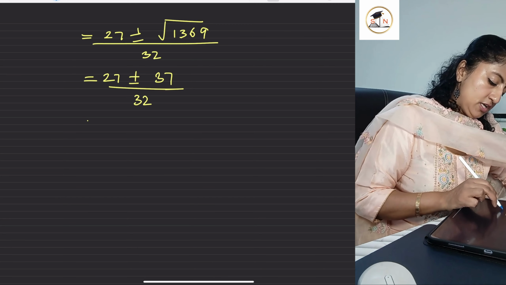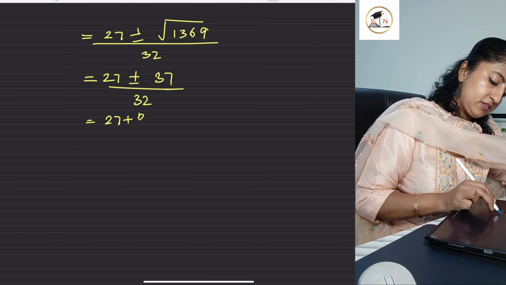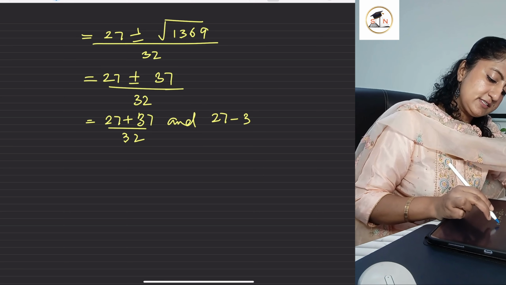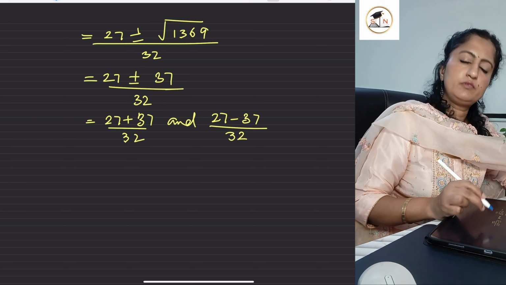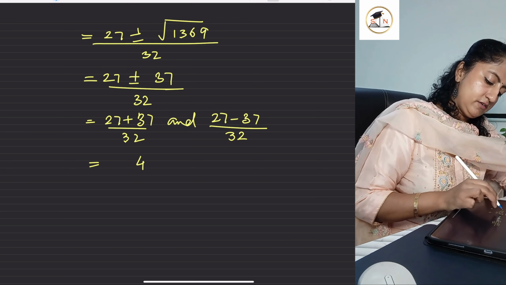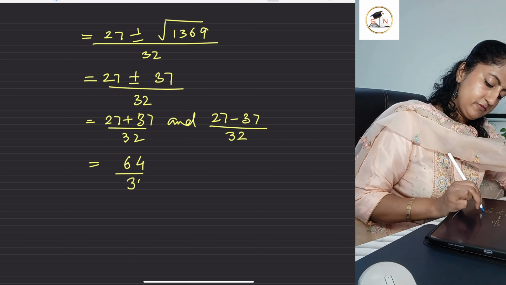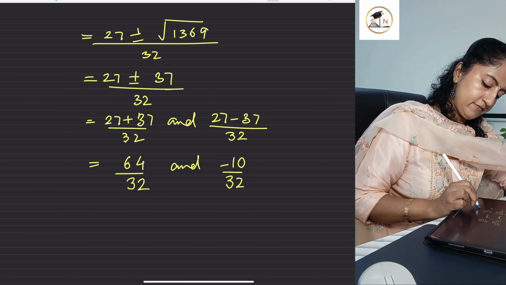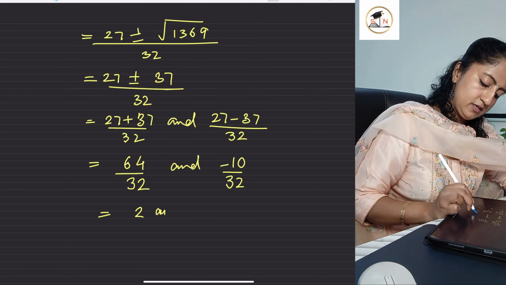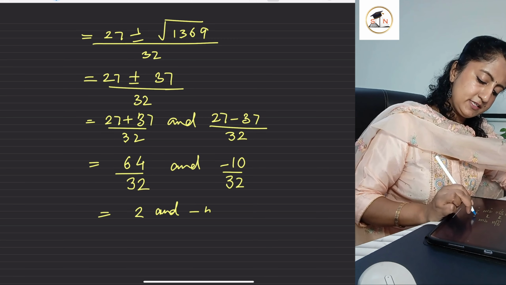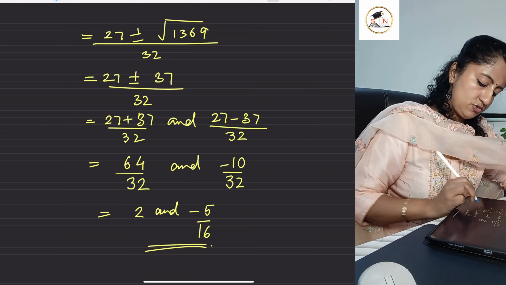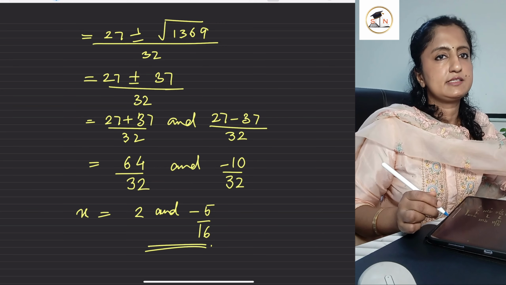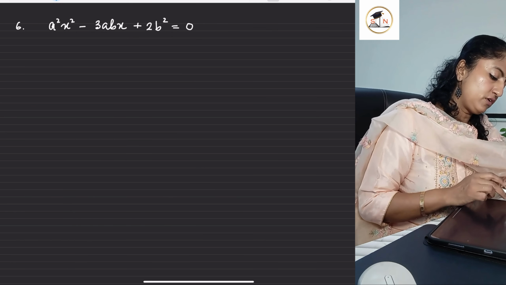Okay. So we have 27 plus 37 over 32 and 27 minus 37 divided by 32. What do we get? 64 over 32 and minus 10 over 32. This is what we are having. The first value is 2 and upon reducing the second one, that is minus 5 by 16. So our x is having two roots, that is 2 and minus 5 by 16. Now let's move on to the next question.